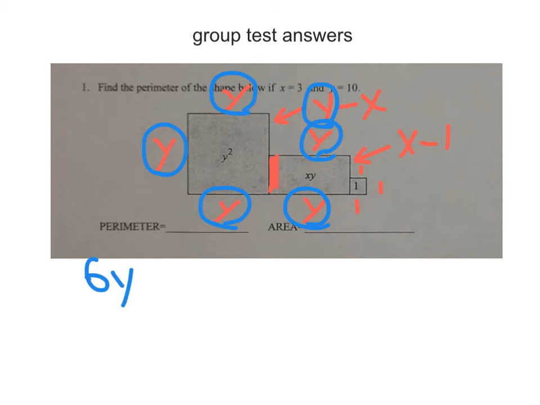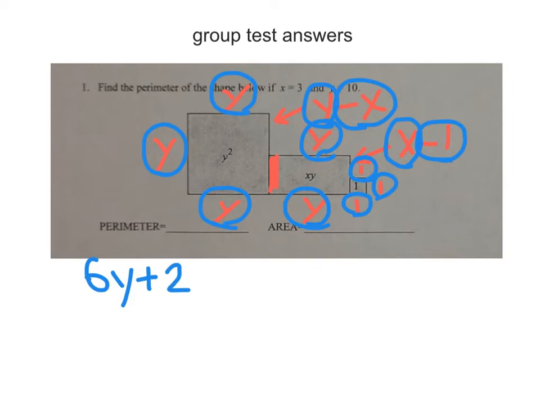And now let's add up the x's. Here I have a negative x, and here I have a positive x. Well, that cancels out. Those are opposites. So that makes 0. Now let's add up the ones. There's 1, 2, 3, but then there's a negative 1 or a minus 1. So 3 minus 1 would be 2. So the expression that represents perimeter would be 6y plus 2.